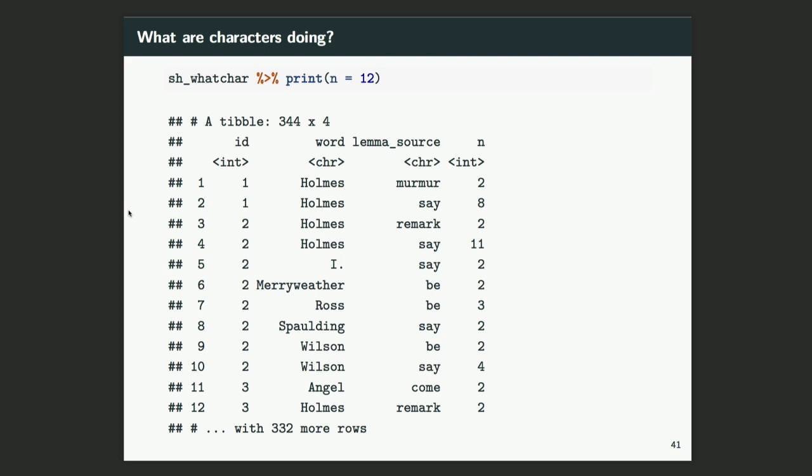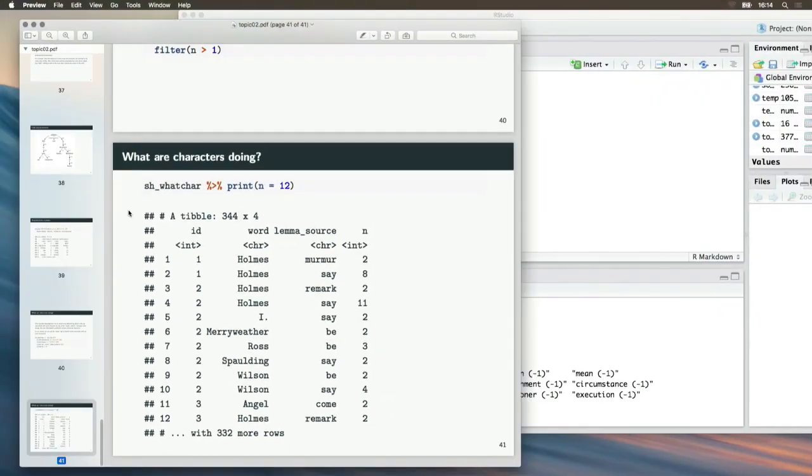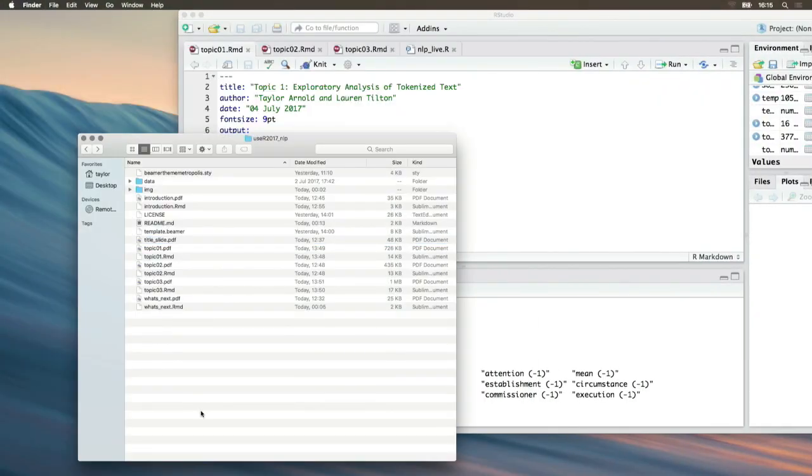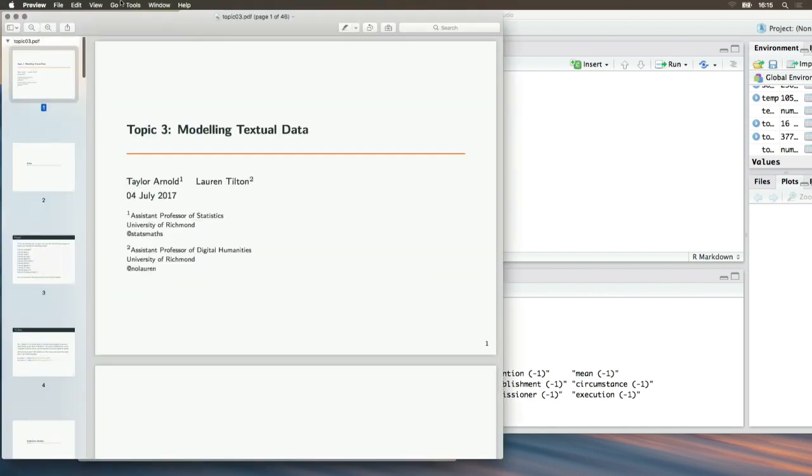And notice that you can't just do this by figuring out which words are next to one another, because the noun and the verb that the noun is the subject of can be separated by many words. So you really need this dependency structure to do that. Okay, so that's the end of the second topic. So we'll move on to the final one here.